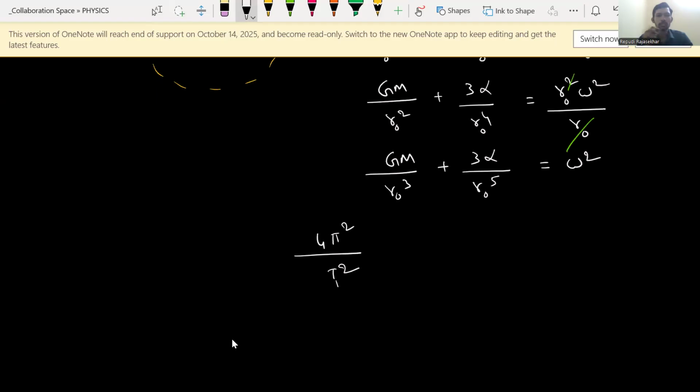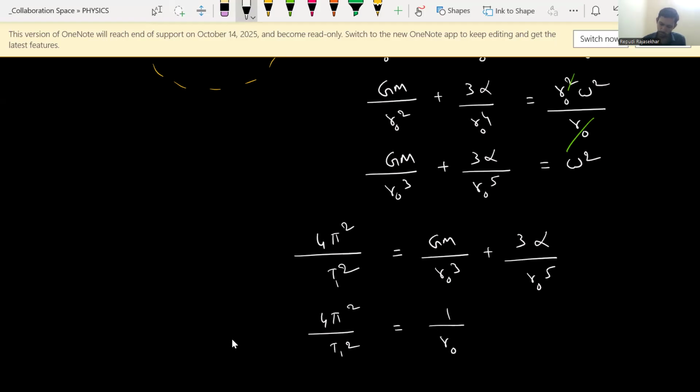Clear? Wait, here time ends or what, something it is showing. No, not time ends. Right, 4 pi square by T1 square equals GM divided by r naught cube plus 3 alpha divided by r naught power 5. We want the T1 square value, so we need to relate with that r naught. I will take common here: 4 pi square by T1 square equals 1 by r naught cube, I will take as common, so that we are left with GM plus 3 alpha divided by r naught square.